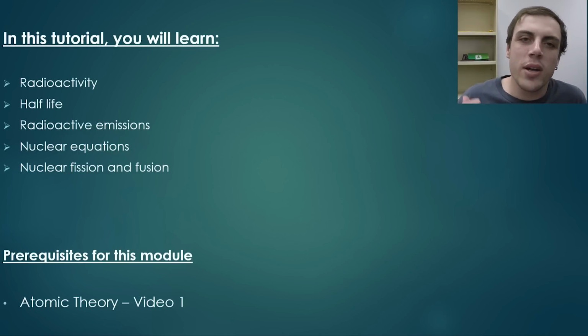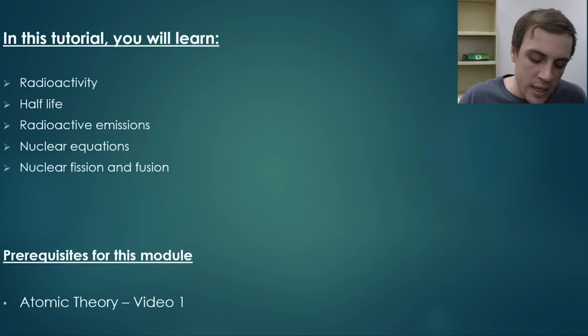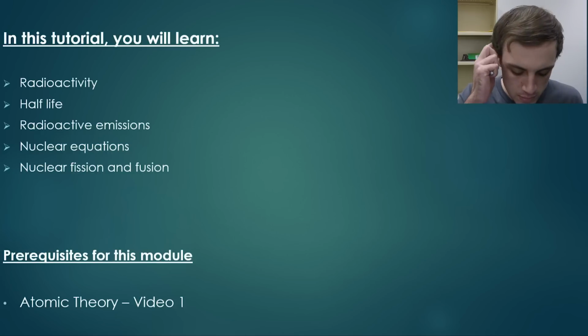We're going to be covering a variety of different topics. This module is very much on the borderline of chemistry and brushes more into the physics area. We're going to be looking at radioactivity, half-lives, and radioactive emissions. We're going to talk about some nuclear equations, and we're going to look at nuclear fission and fusion.